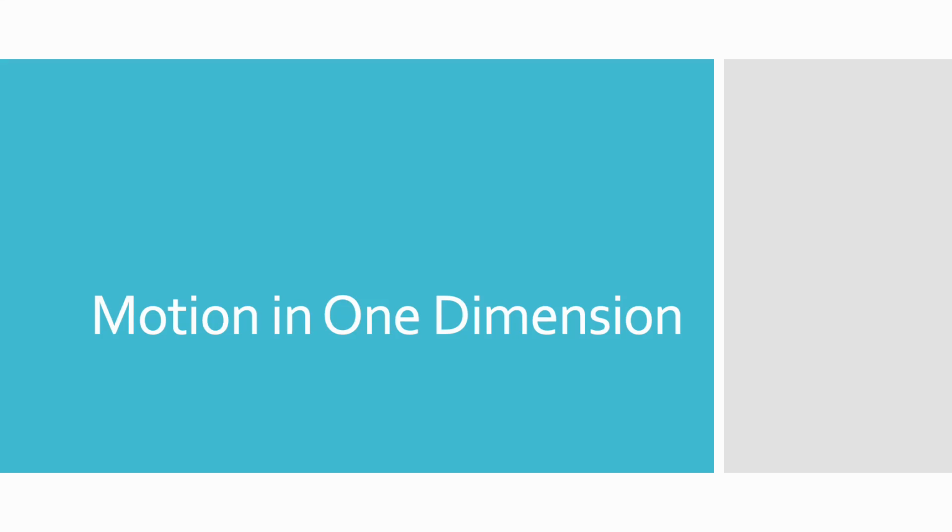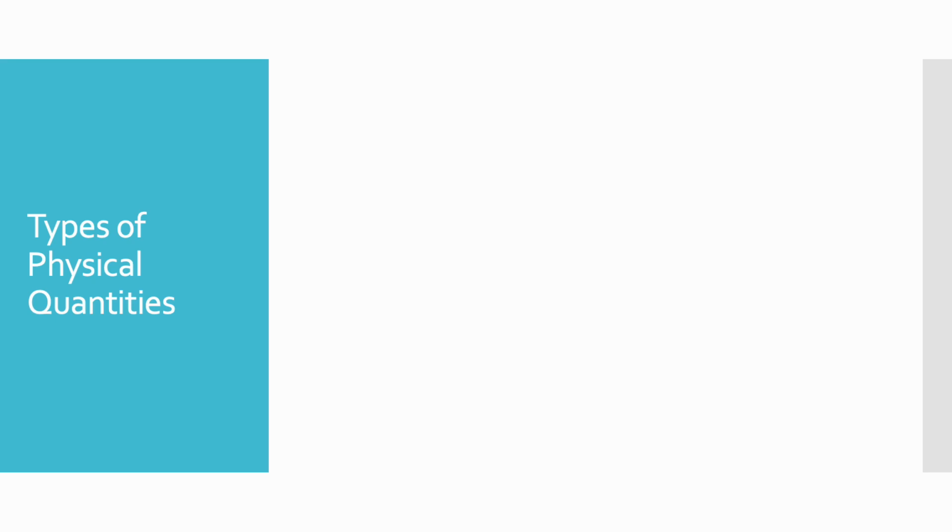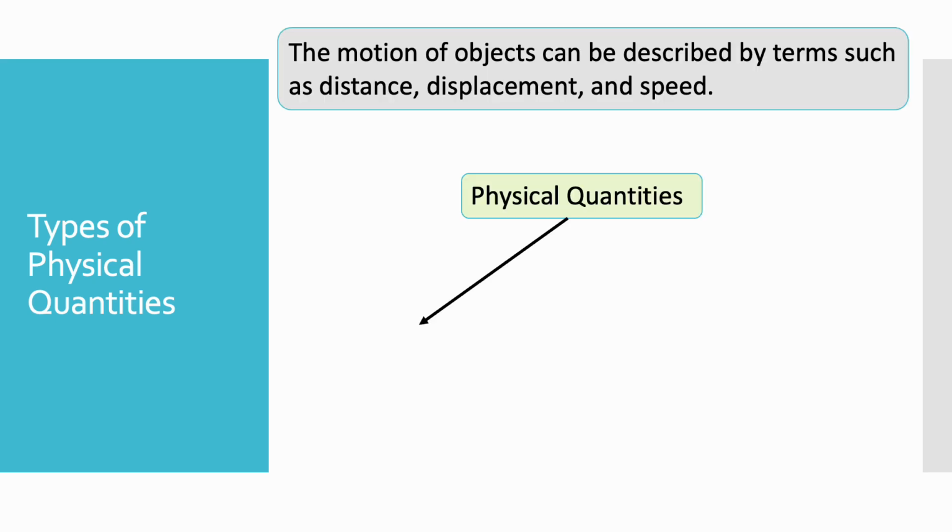Hello everyone, let's revise motion in one dimension. To describe motion accurately, we use physical quantities. These can be broadly classified into scalar and vector quantities.